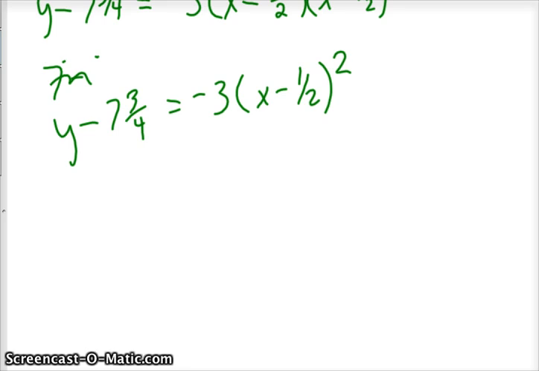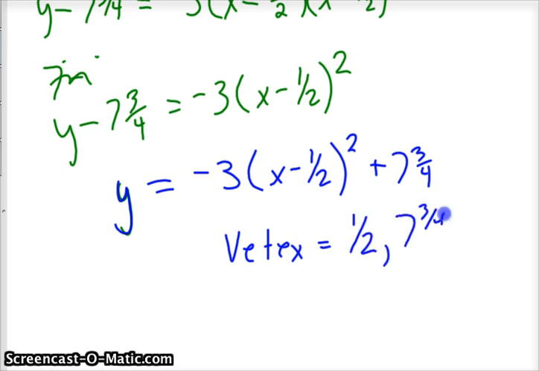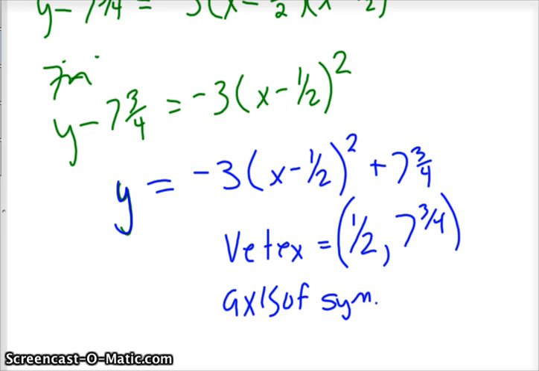And your final step is to move the 7 3/4 over. So we know y equals -3 times x minus 1/2 squared plus 7 3/4. So what we know out of this is the vertex is equal to (1/2, 7 3/4). The axis of symmetry, and I'll abbreviate, is x equals 1/2.